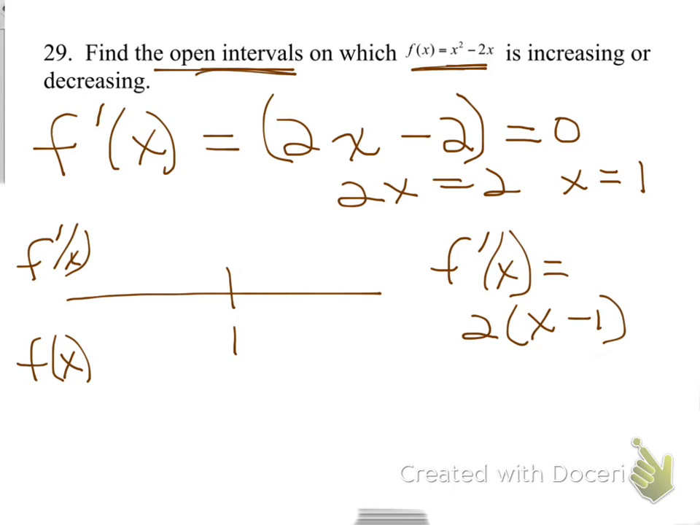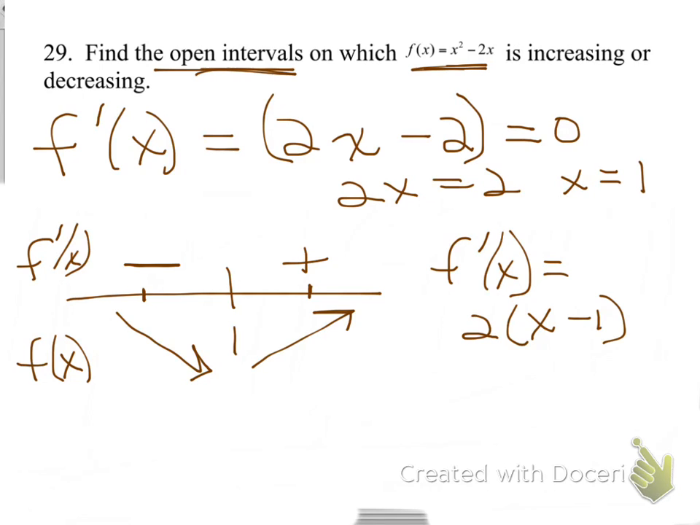All right, so if I plug in a 0, because that's to the left of 1, 2 times -1 gives me a negative, and that means the function is decreasing over that interval. If I plug in a number in this area, so let's pick a 2, 2 times 2 minus 1 is 2 times 1, which is positive, so therefore my function is increasing. So now we can answer the question.